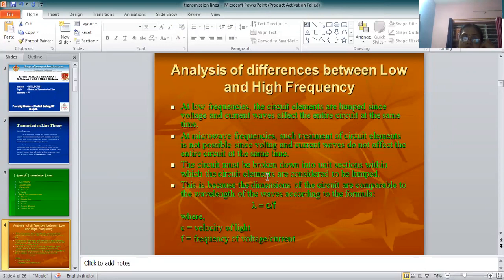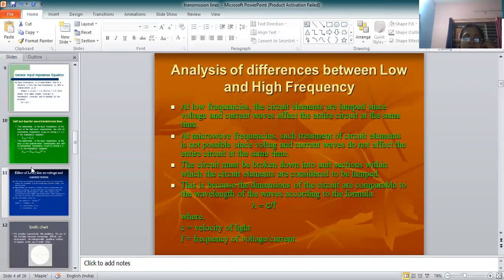The circuit must be broken down into unit sections within which the circuit elements are considered to be lumped. This is because the dimensions of the circuits are comparable to the wavelength of the waves, according to the formula lambda equals c upon f, where lambda is the wavelength, c is the velocity of light, and f is the frequency of voltage and current.